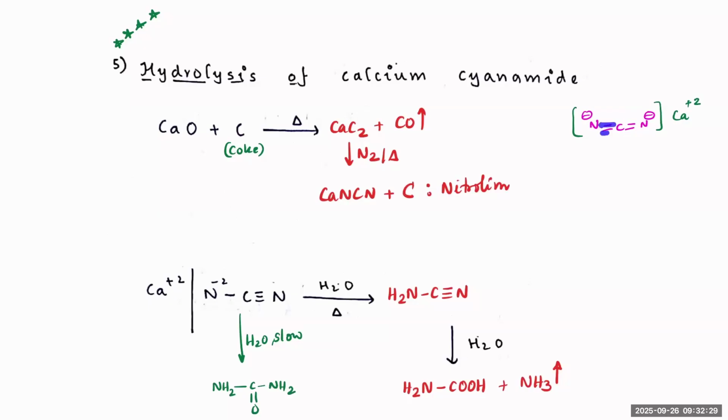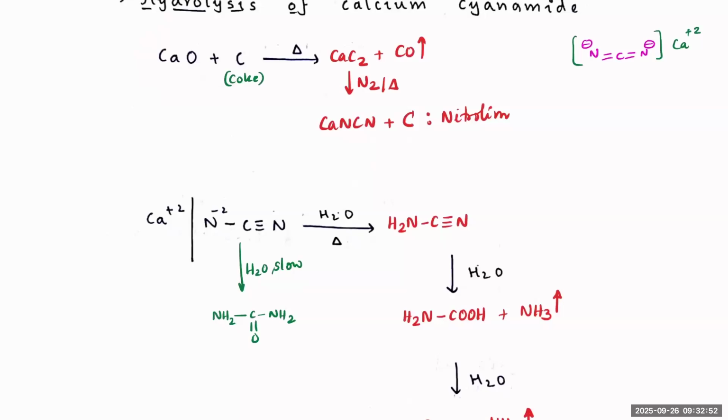So you will have C double bond N and C double bond N with minus and minus charge, with calcium 2 plus. This is called calcium cyanamide. And calcium cyanamide with some amount of carbon, the released carbon, there are two carbons, right? The other carbon will be in a reduced form. And this mixture is called nitrolim mixture.